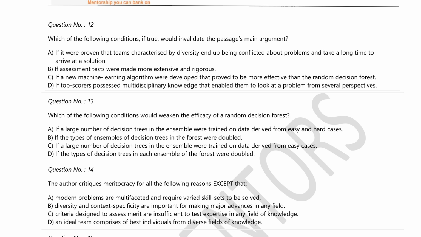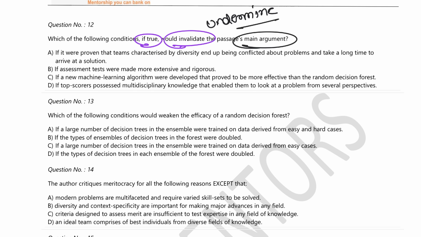Okay, what do we have in here? Which of the following conditions, if true, would invalidate? See, guys, same thing again and again. We just saw one question that said undermine, which was the ATM RC. Again, invalidate the main argument. Invalidating the main argument is number one, undermining the argument is number two, or challenging the main argument. See, all these things are nothing but main idea questions. So again, here also you have questions based on main idea.